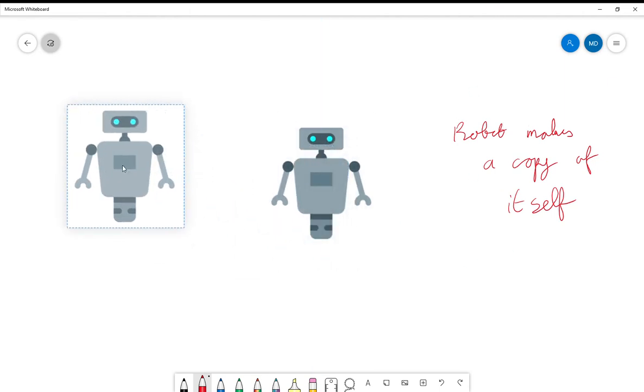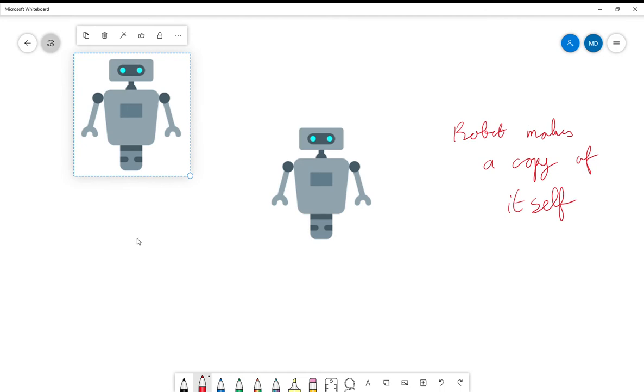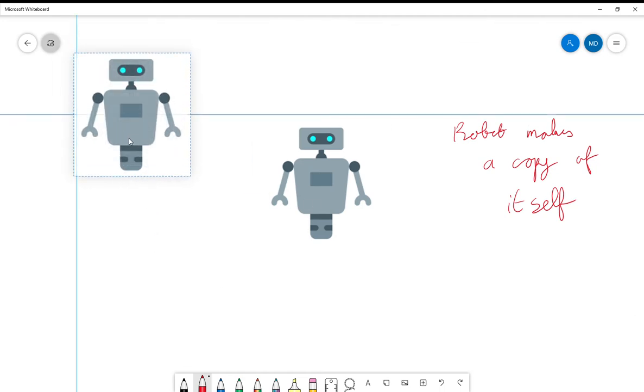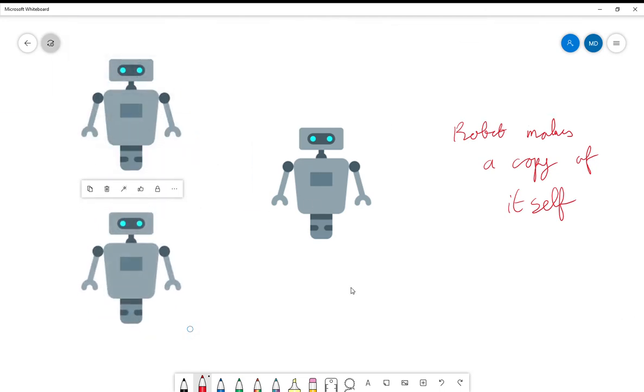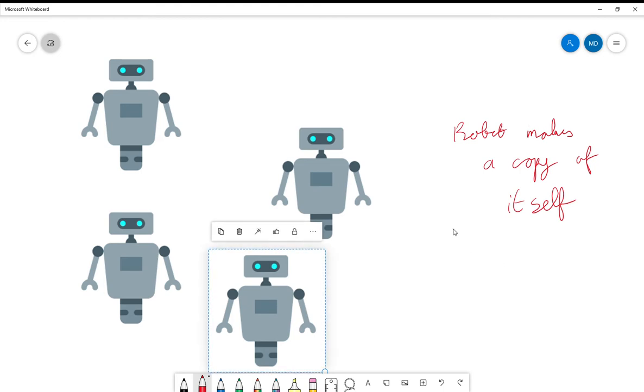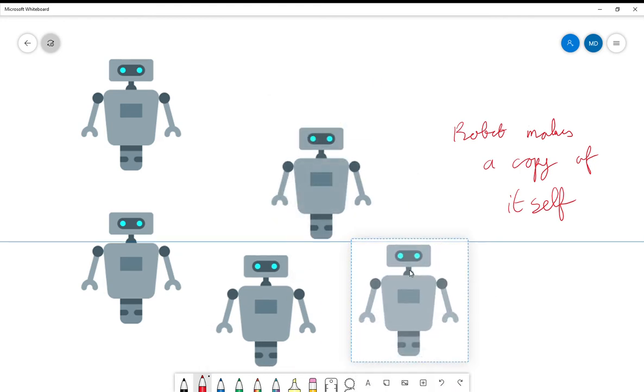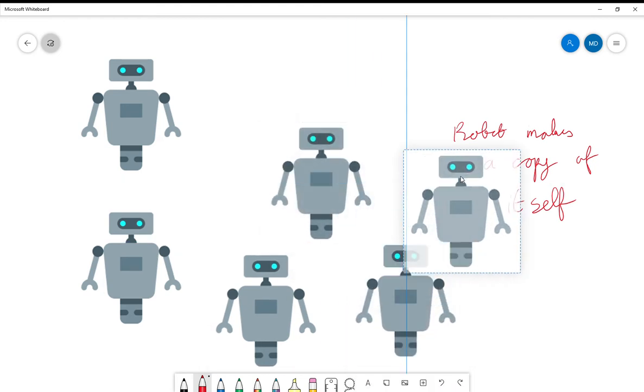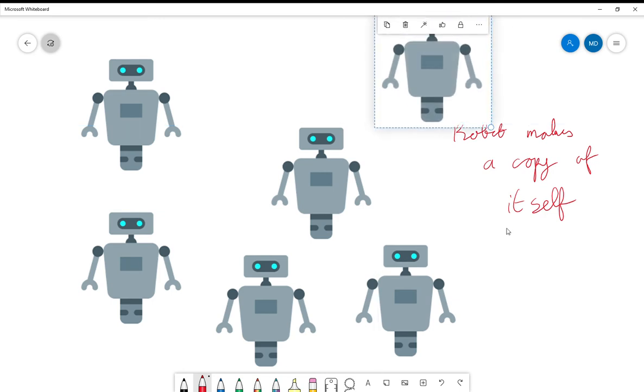Specifically, the robot makes a copy of itself. And then that robot there, that makes a copy of itself. And then that new one over here, that makes a copy of itself. And that makes a copy of itself. And that makes a copy of itself. Each robot only ever makes one copy, but it always makes a copy of itself over and over and over again. And so the ultimate effect is that these robots will just keep on reproducing forever.